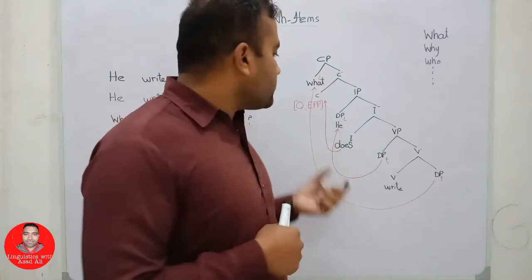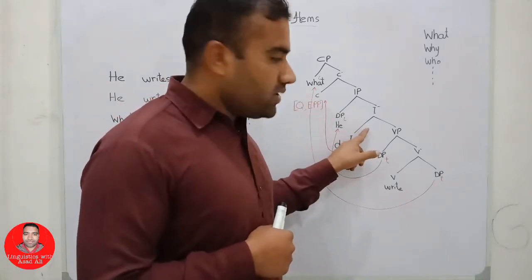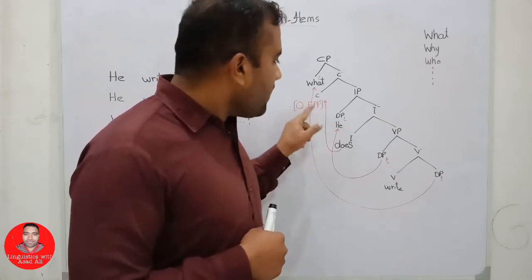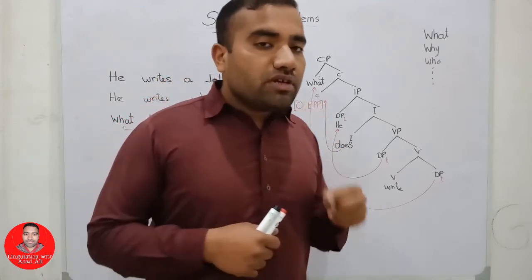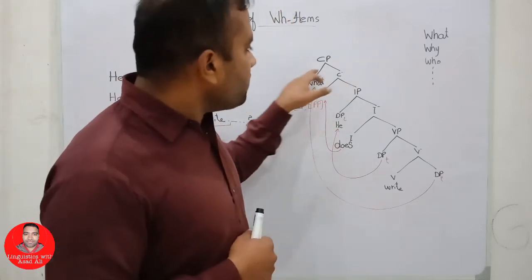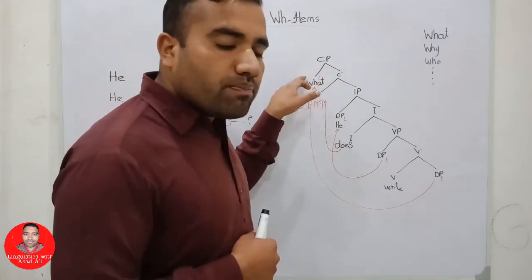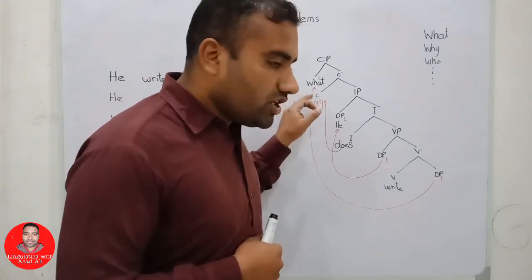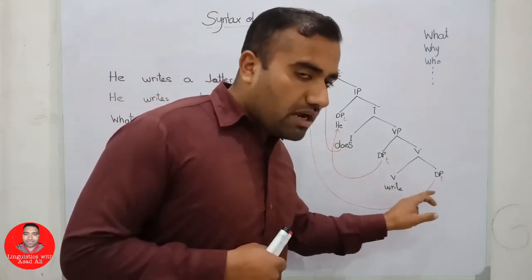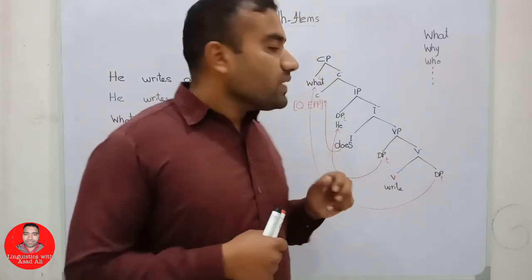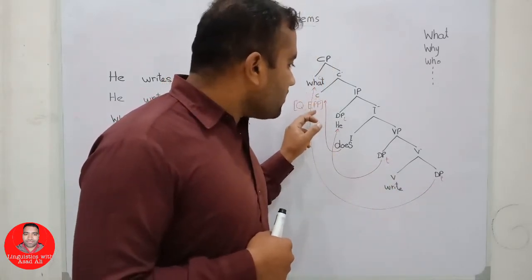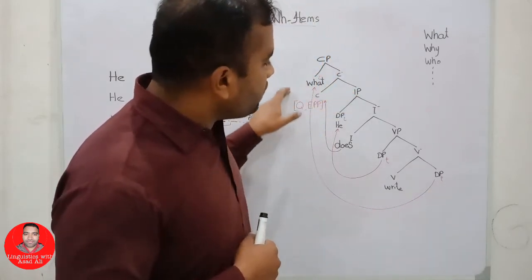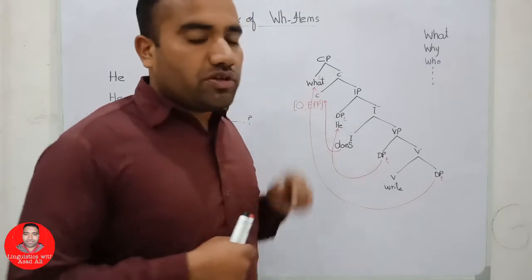The reason is that just like the IP, C also bears the EPP feature. And what is the EPP feature? The EPP feature tells you that the specified position of that category must be filled overtly, and if C checks the lower domain and finds some Q word, the EPP feature of this C triggers the Q word and takes it to this specified position.